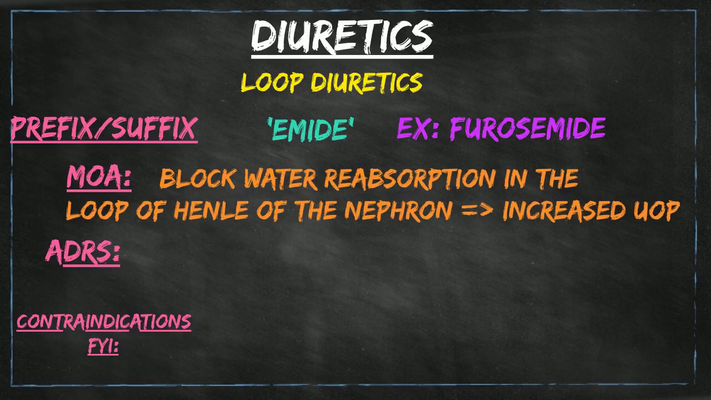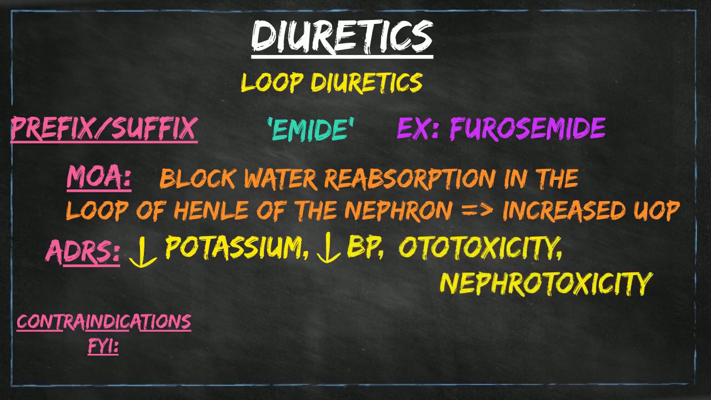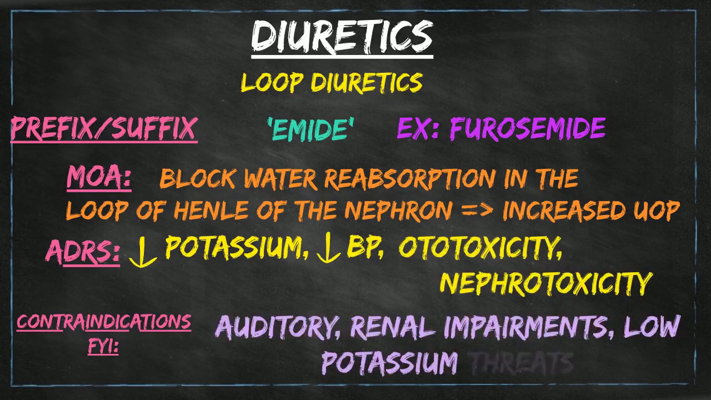Most common adverse effects are hypokalemia, or low potassium, hypovolemia, which is low blood pressure, ototoxicity, and nephrotoxicity. Therefore, patients with pre-existing hearing impairment or kidney disease should receive this drug cautiously or not at all.